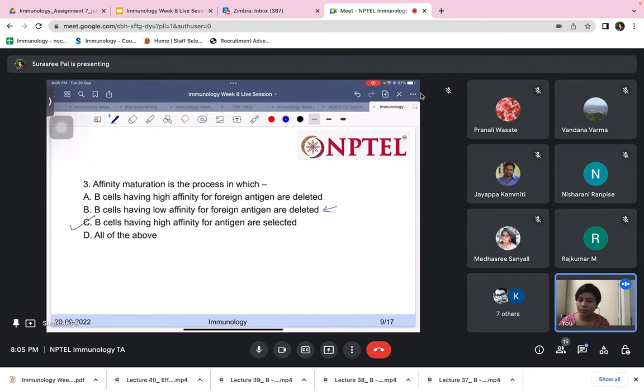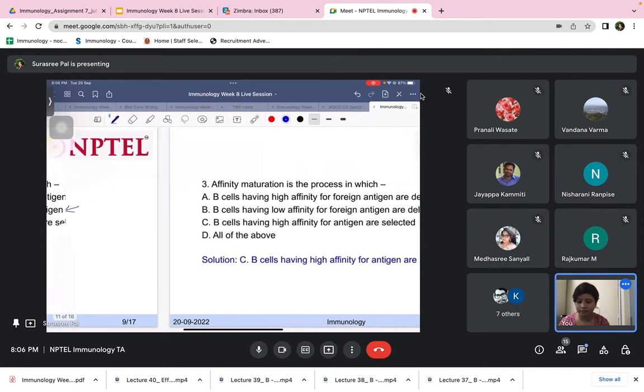They die by apoptosis. So the affinity maturation is correct for this particular incident, that is the B cells which have the high affinity for foreign antigen are selected, and this is completely wrong: the B cells which have the high affinity for foreign antigen are deleted. This is wrong. So all of the above is also wrong. So the correct answer is C. B cells having high affinity for antigen are selected.